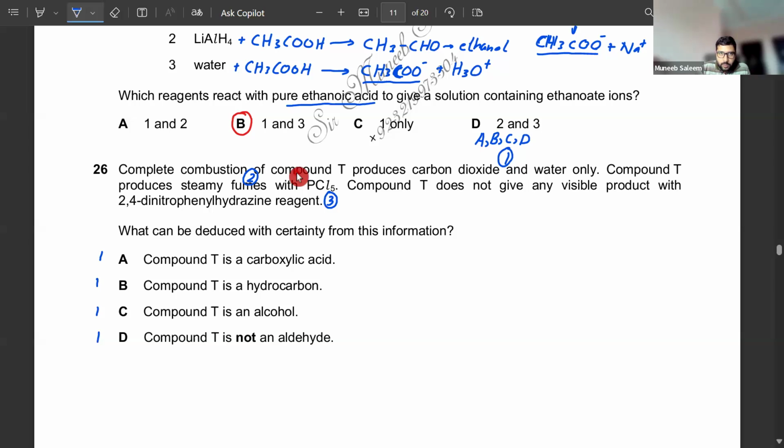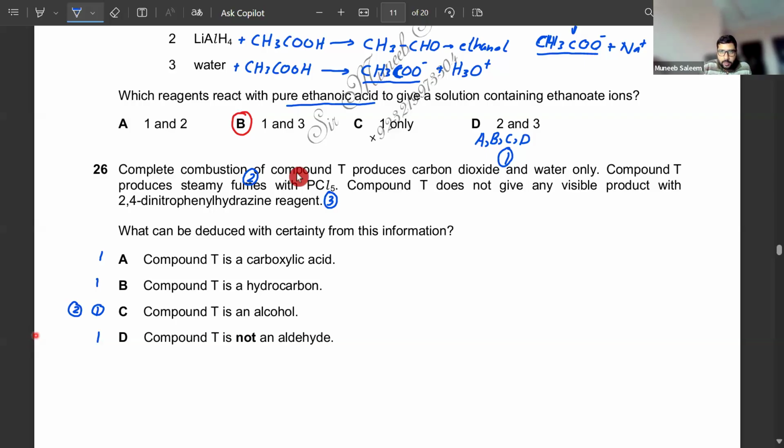Then according to statement 2, it produces steamy fumes with PCl5. This is statement 1, this is statement 2. The alcohol produces the steamy fumes with the PCl5, and no other compound produces the steamy fumes with PCl5.